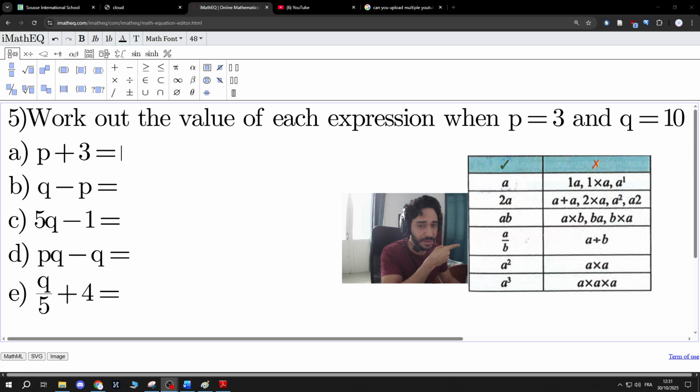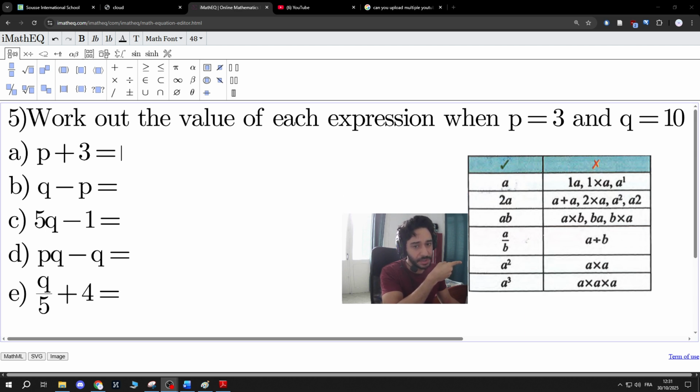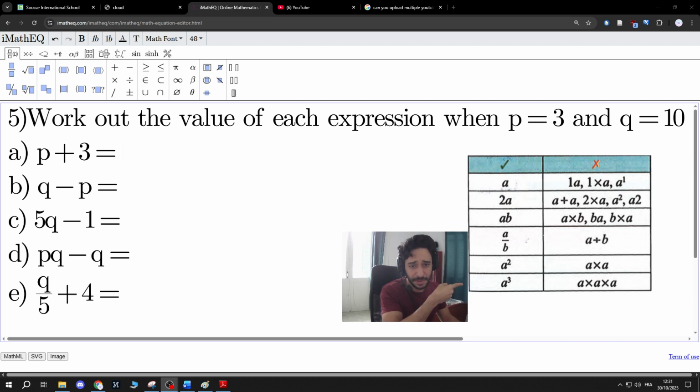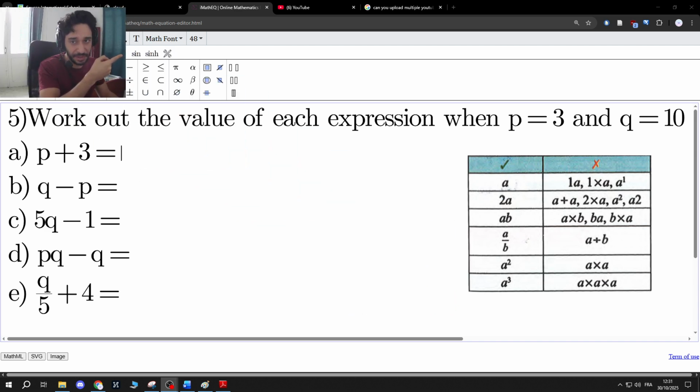A over b is the same as saying a divided by b. But then should we use the division symbol in algebra? Preferably not. A simpler way would be to write it as a fraction. Now, a squared is better than writing a times a, and a cubed is better than writing a times a times a. Now that we have these rules in mind, I'm going to bring myself here again, and then we're going to answer this question.